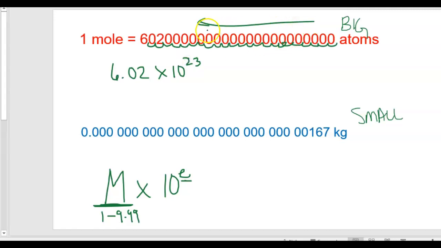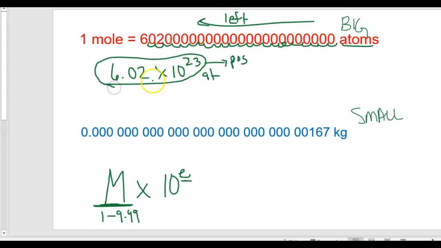Since I am moving my decimal to the left, my exponent is positive. Whatever units we have, I'm going to put on the outside. We don't want to squeeze it in here. This is my entire number: 6.02 times 10 to the 23rd atoms. That's a lot of atoms.